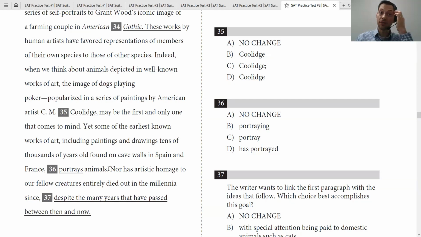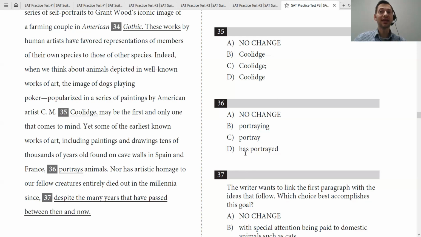They're trying to trick you here a lot. Because notice the "including paintings and drawings tens of thousands of years old found on cave walls in Spain and France," that's between two commas. So that's the parenthetical phrase. I could remove it. That doesn't impact the subject at all. And they're talking about works of art. Remember, of art is the parenthetical phrase, just like of birds. So works of art, flock of birds. They're really talking about just the works. The works is plural. The works portray animals. So it would be portray.